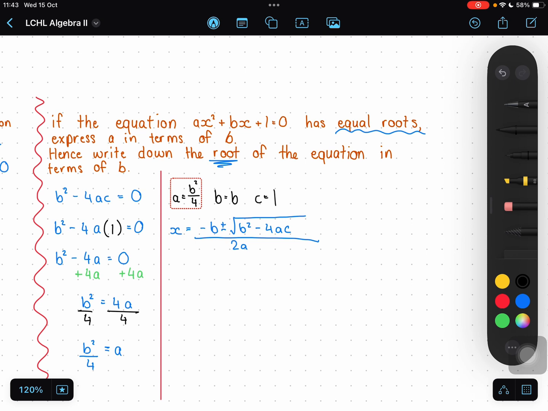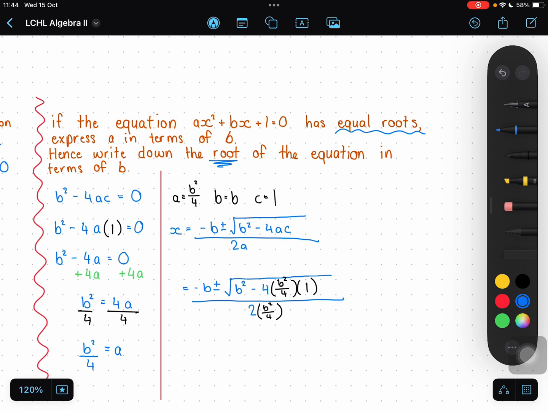Okay. Then I can sub in this full formula. I don't even have to worry about how confusing it's going to look. I just need to try and write this where the only letter that's going to be left in it is going to be the b. So that means that a, I'm going to sub in as b squared over 4. And the c, I can sub in as 1. And it's all over 2 times a, which is now b squared over 4.